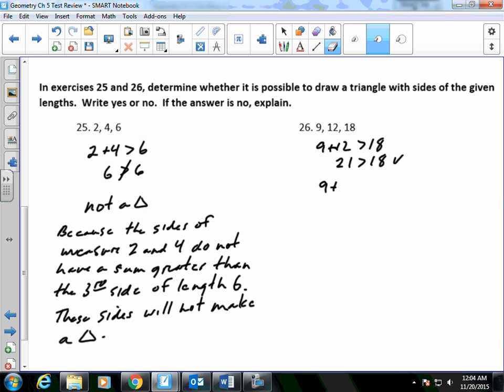So 9 plus 18 is greater than 12. That's 27 is greater than 12, which that definitely works. And then you can do 12 plus 18 is greater than the third side, 9. And 12 plus 18 is 30, which is definitely greater than 9. So that checks out.